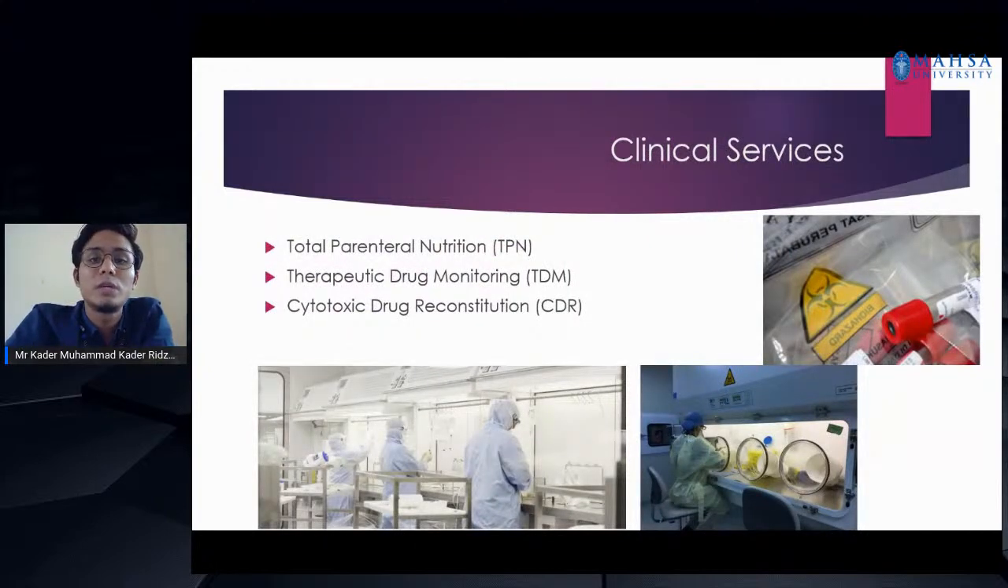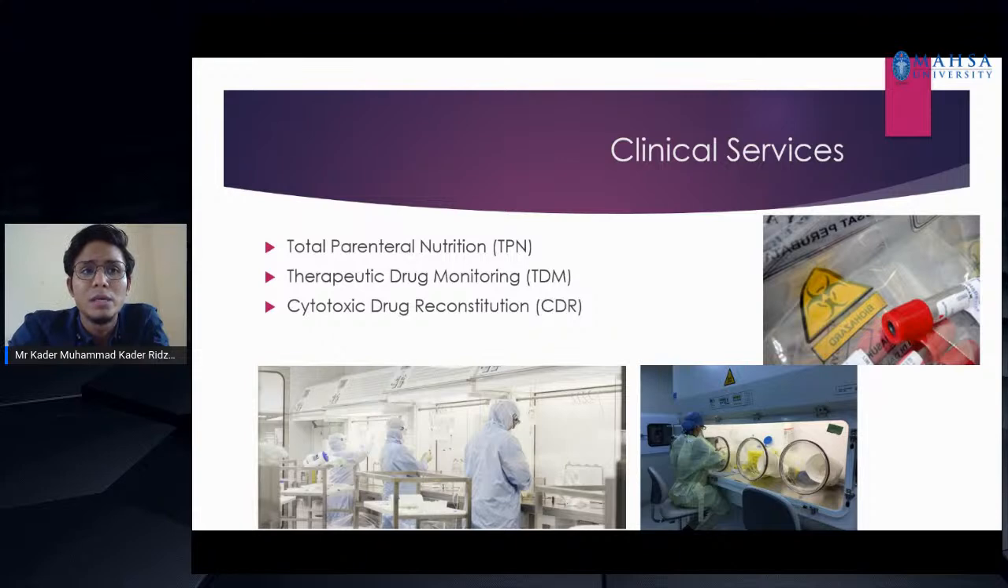So we are done with three. This is the fourth one. Under clinical services, we have TPN, TDM and CDR. So TPN, you can see all these people working in the jumpsuit. They have a special area, so it's a control area. For TPN, you are preparing the bag.